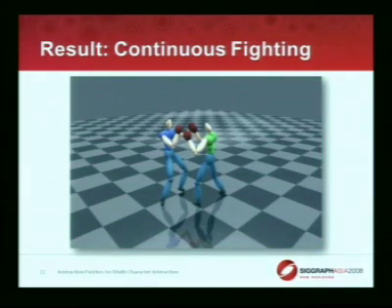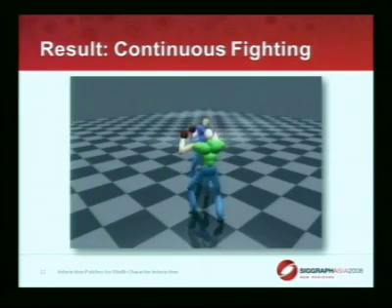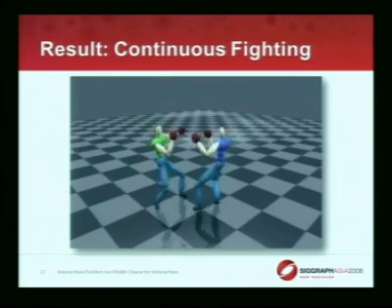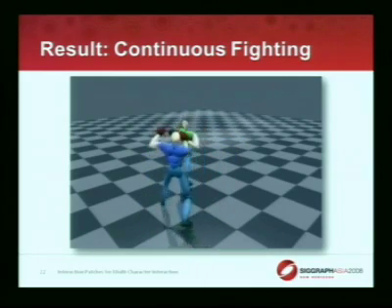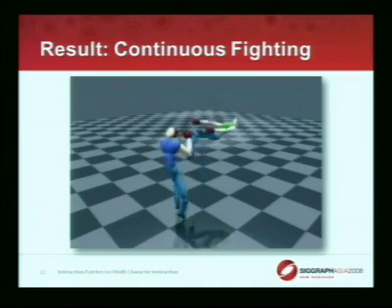Another example I'm going to show is a continuous fighting between two characters. You can see that these two characters continue to interact. This is done by repeatedly doing the temporal concatenation for the two characters.